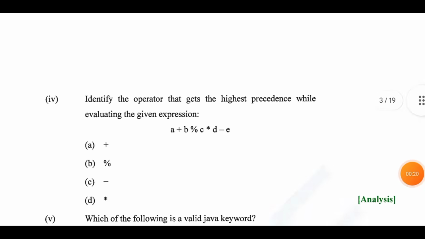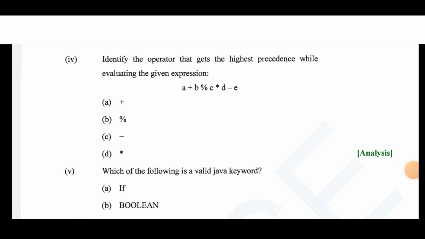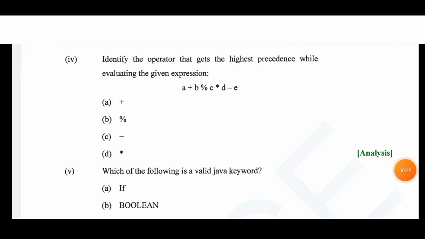Then let's go to question number 4. Here the precedence of the modulus and the asterisk symbol, the multiplication symbol, is equal. But because their precedence is equal, we go from left to right. If we go from the left side, what comes first? Modulus comes first. So that's why the highest precedence here will be modulus.